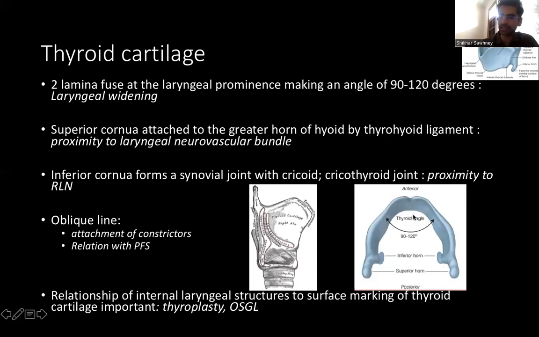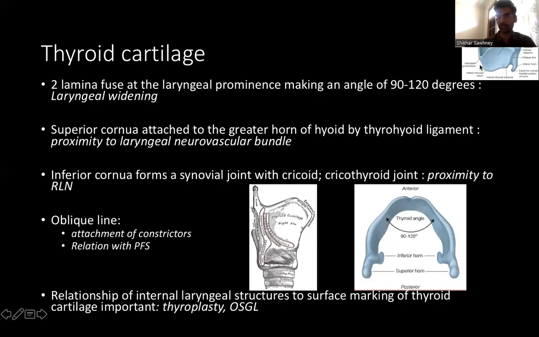Now, this angle is important because in laryngeal cancers, this angle tends to become more obtuse, a phenomenon that is called laryngeal widening, which is an important sign of laryngeal cancer. The superior cornu goes superiorly and gets attached to the greater horn of the hyoid by the thyrohyoid ligament.